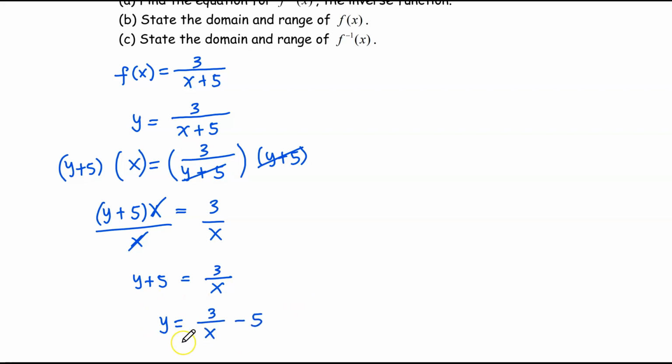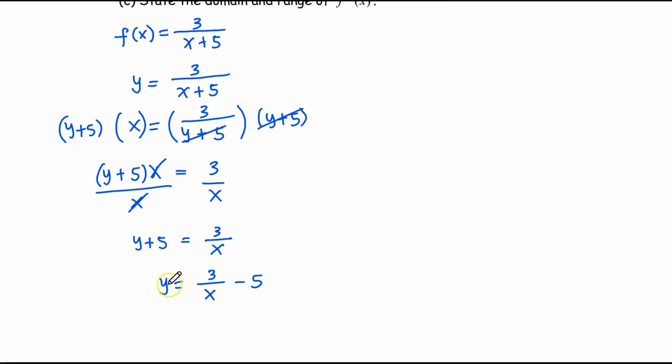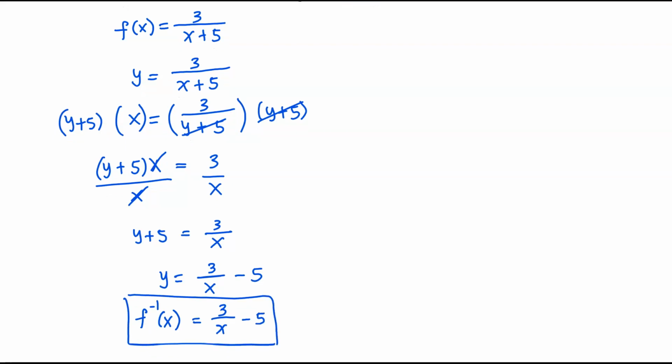Now the expression here is the inverse. All you need to do is replace the y here by f inverse of x. So you have 3 over x minus 5. That is the inverse function. Now for letter B, we want to state the domain and range of the function. This was our function. Our domain here, the domain of f.